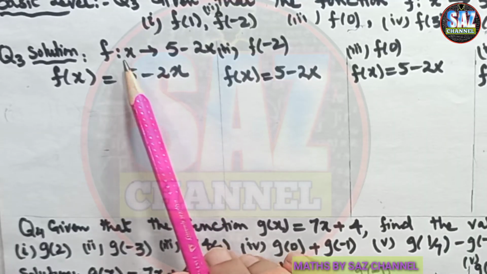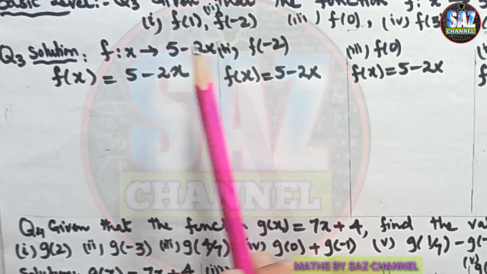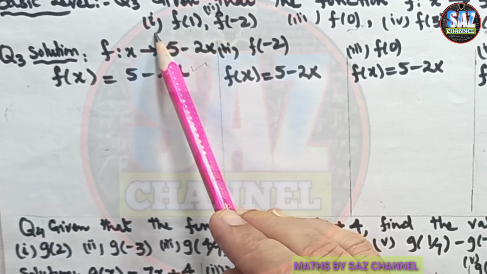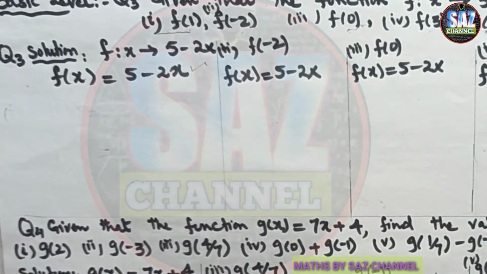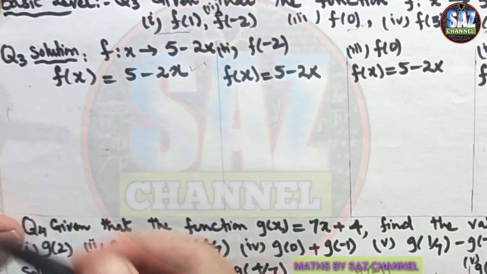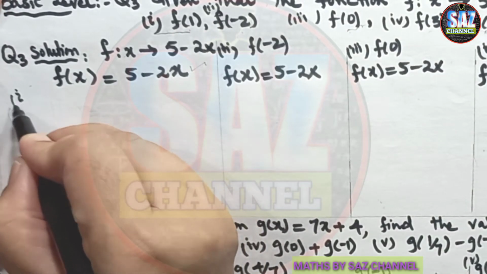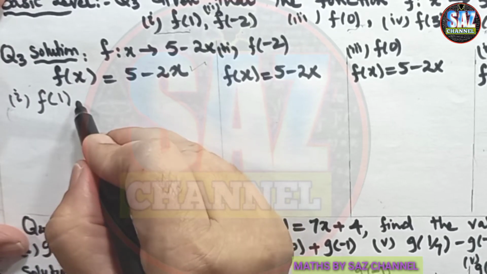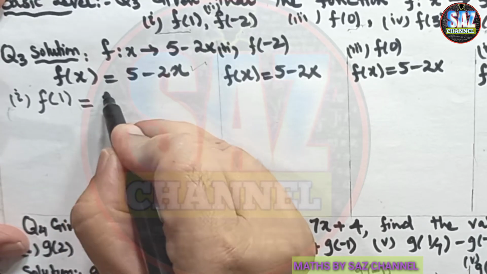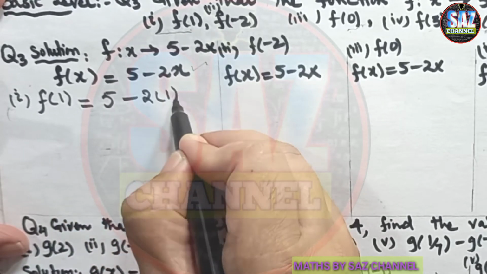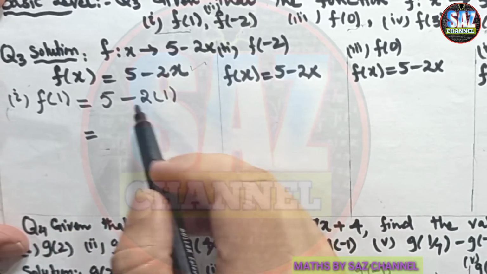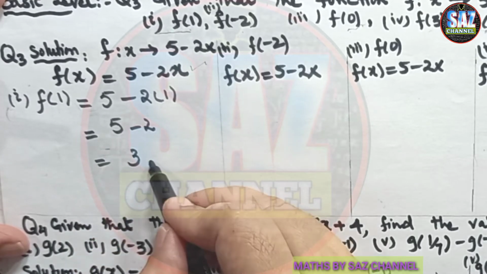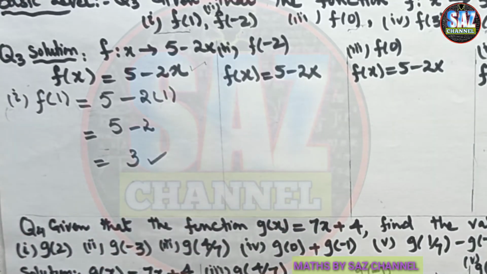The function given is f such that x gives us 5 minus 2x. Write it in this form, that f of x equals 5 minus 2x. The first part is that we have to evaluate f of 1. So instead of the variable, the input is 1. So what I will be doing is replacing x by 1 on both sides. 5 minus 2 into 1, and when I multiply 2 by 1, that will give me 5 minus 2, which is equal to 3. And this is the output for f of 1.